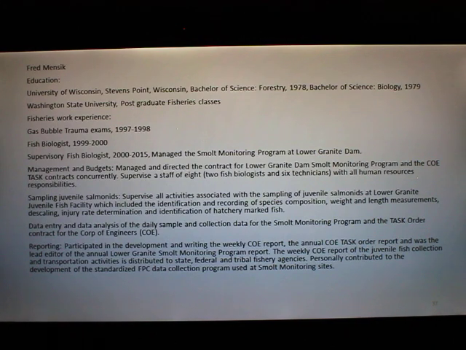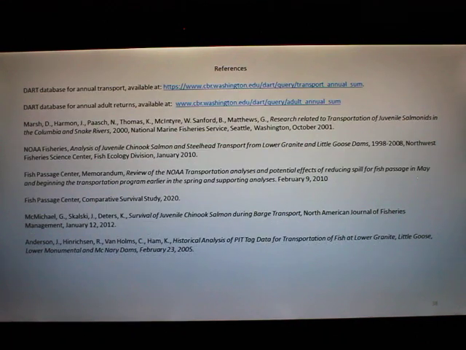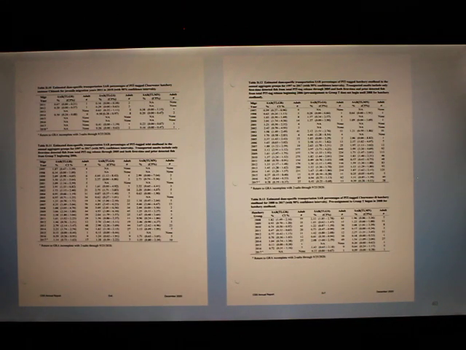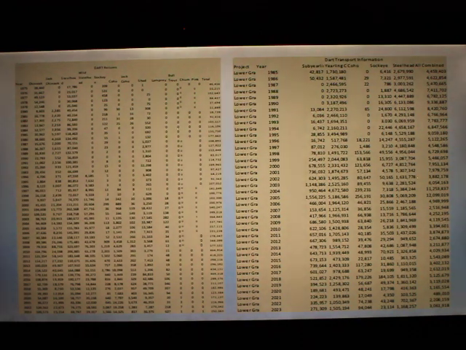My name is Fred Mensick, and we have a list of the references here that you can look up on the internet. These are 2 and then 4 graphs, charts that come from the 2020 Fish Passage Center Comparative Survival Study. And then these are tables from DART. Anybody can download this and check the graphs that have been presented today.